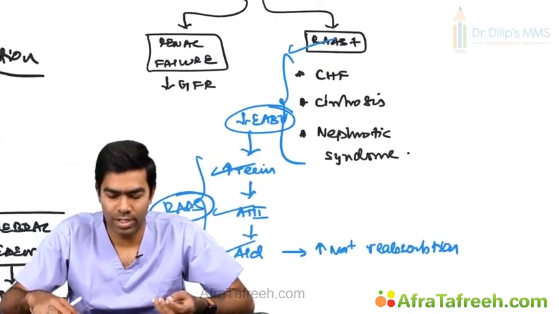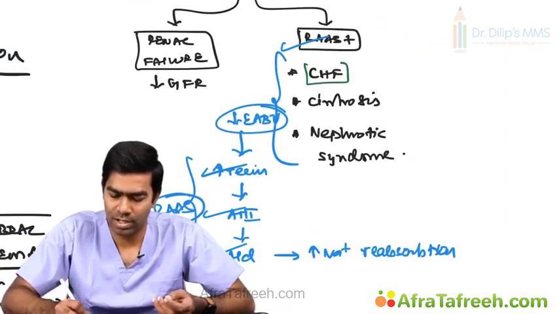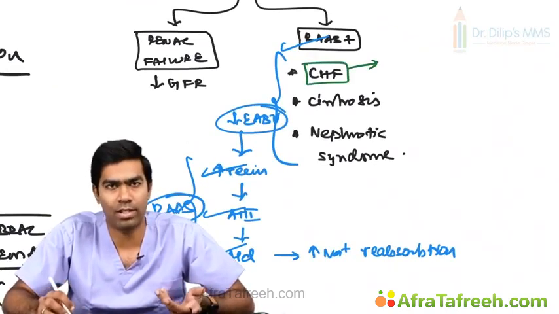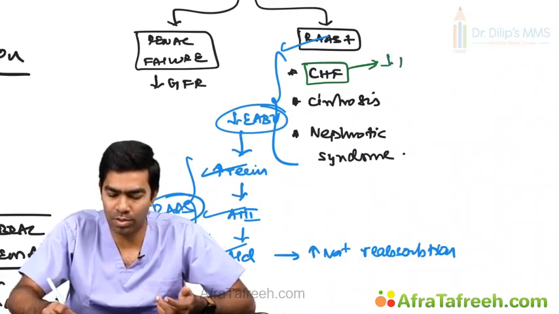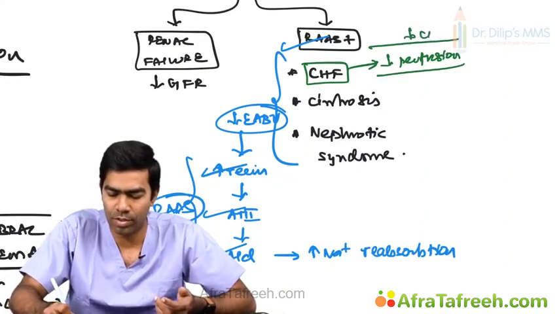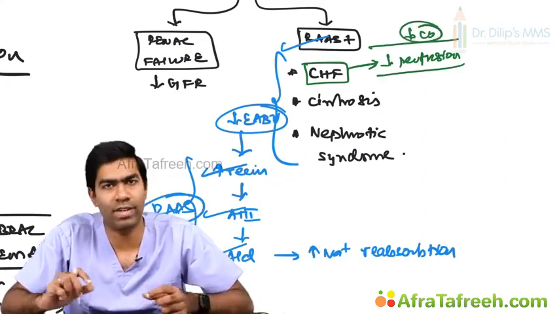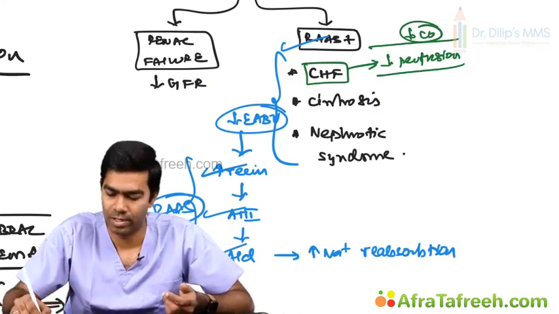Fine, all right. So CHF, very, very easy to understand. The reason why you have low effective arterial blood volume is due to low perfusion and low pumping of the heart. Because cardiac output is low, the perfusion will be low and the pumping will be low, so the effective arterial blood volume will be low only.